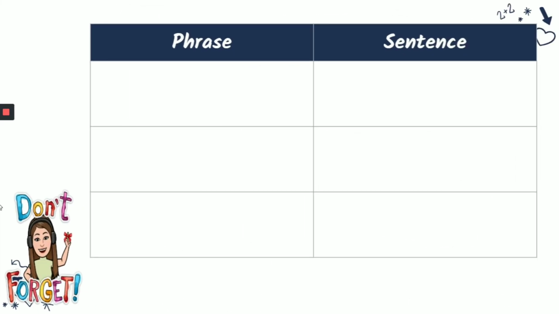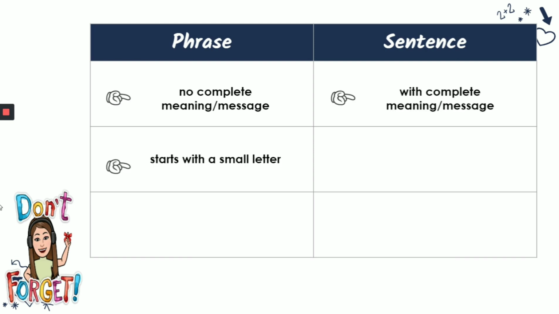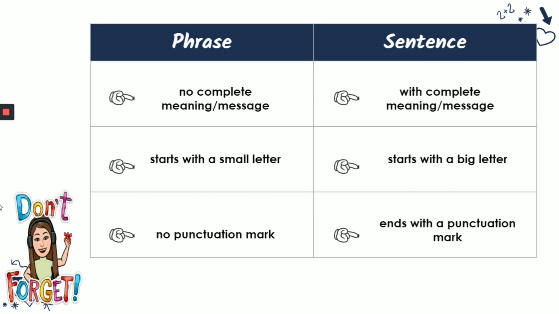So let's differentiate the two. A phrase has no complete meaning or message, while a sentence has complete meaning or message. A phrase starts with a small letter, while a sentence always begins with a capital or big letter. And last one, a phrase has no punctuation mark, but a sentence always ends with a punctuation mark.